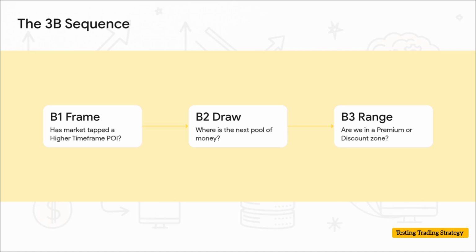B1 is the frame. Has the market tapped a major higher time frame point of interest? Then B2 is the draw on liquidity. Basically, where's the next pool of money it wants to hit? And finally, B3 is the dealing range. Are we in a premium or discount zone? By following this exact sequence, we ensure we're exclusively buying in a discount zone, right alongside the big banks.